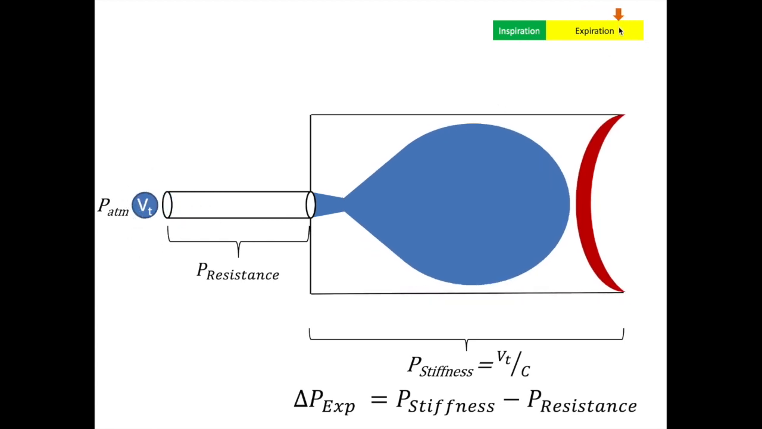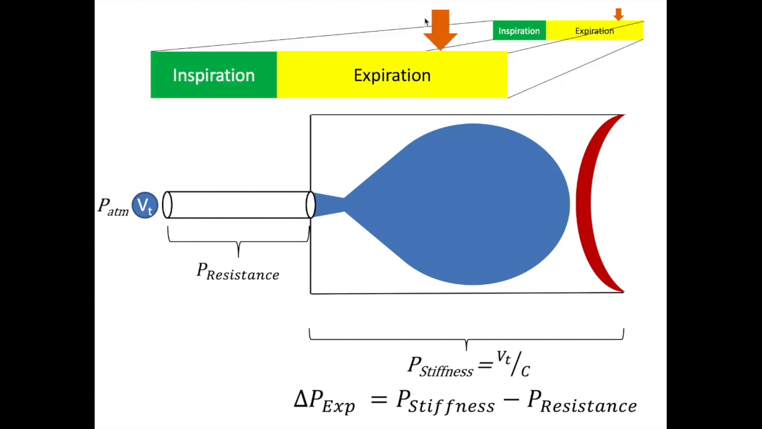So here we are still in expiration, and let me zoom in on this to make it a little bit easier. We're still in expiration, but now the tidal volume has completely come out. There's no more tidal volume left in the lungs to come out. Since the lungs and the chest wall are now no more stretched out than they were before inspiration, there's no more recoil left, right? There's no lung recoil or chest wall recoil left to drive any further airflow out. And that means that the stiffness pressure is gone. The stiffness pressure is now 0.